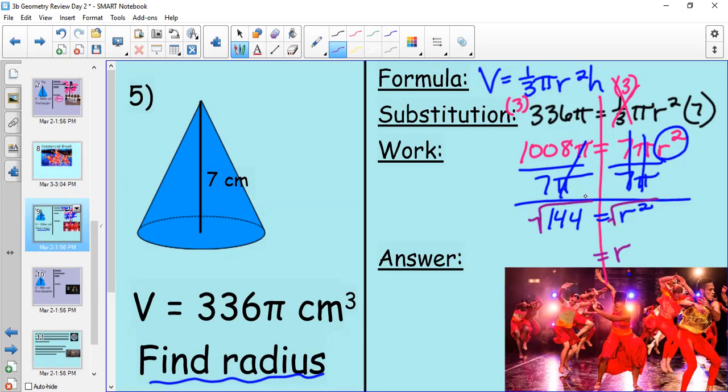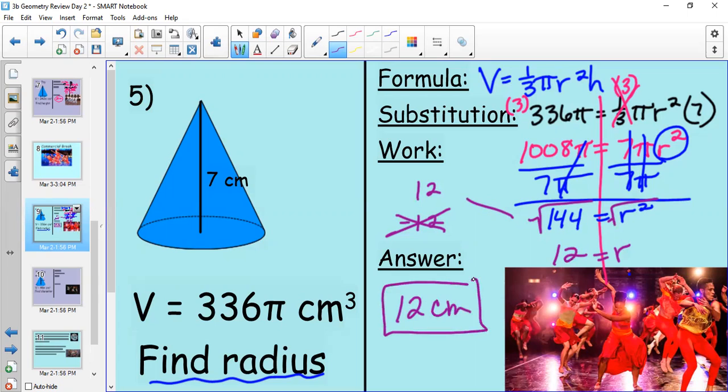Now, technically, I have two answers. We have positive 12 and negative 12, but remember, the radius can't be negative. Any kind of measurements can't be negative. So our final answer here is 12. So if I put my label, that'd be 12 centimeters.